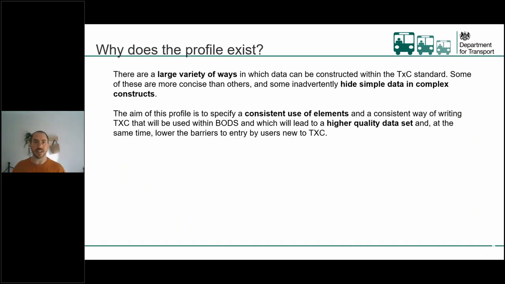So why does the profile exist? There are two main reasons. I've pulled these out of the spec. TransXChange is a complicated, flexible standard which has been used in different ways by different organizations in the past. Whilst it's straightforward for an organization to decide how to create this, someone that's reading this needs to understand all the different ways that these can be created. In the past you'd need to understand all the different quirks and ways of doing things that operators use before you can make sure that you understand the data fully.